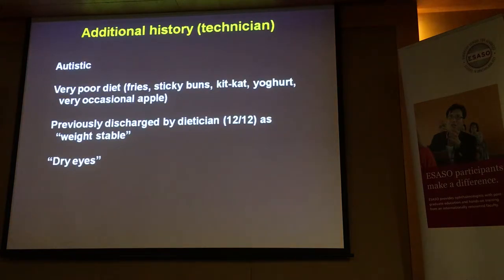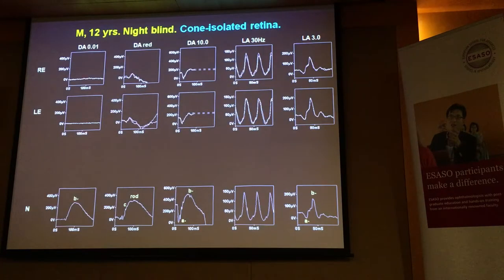And the technician took the history. The kid was autistic. His diet was dreadful. He had fried potatoes, sticky buns, chocolate bars, yogurt, very occasionally an apple. He was discharged by a dietitian as having stable weight because he was eating lots of sticky buns. Dry eyes. So of course you're now thinking something completely different. You're now thinking vitamin A deficiency. And of course, with a cone-isolated retina, loss of rod function completely, preservation of cone function, it's now fitting into the understood pathophysiology of vitamin A deficiency, except vitamin A deficiency is treatable.